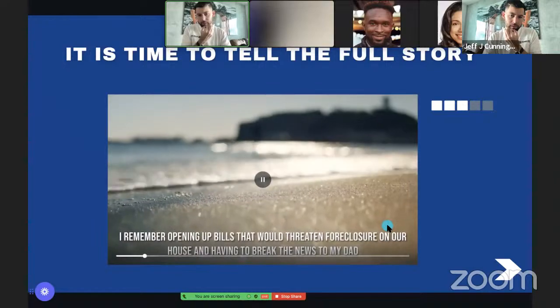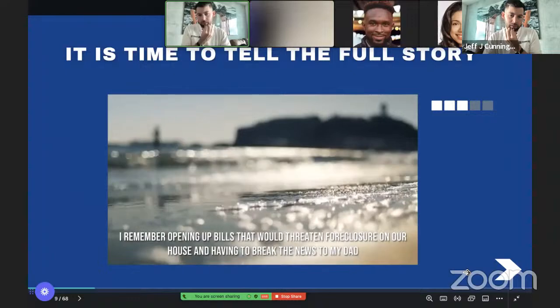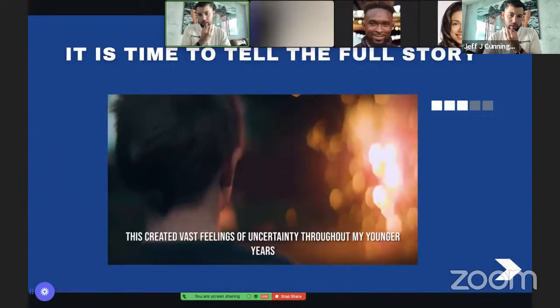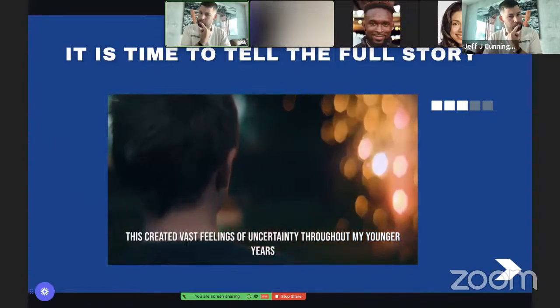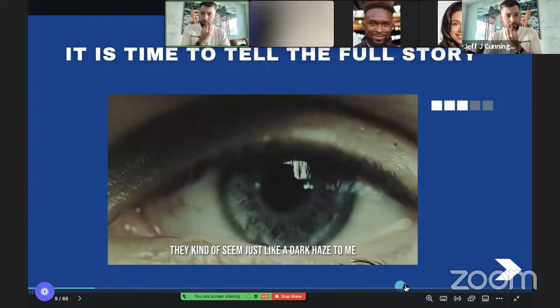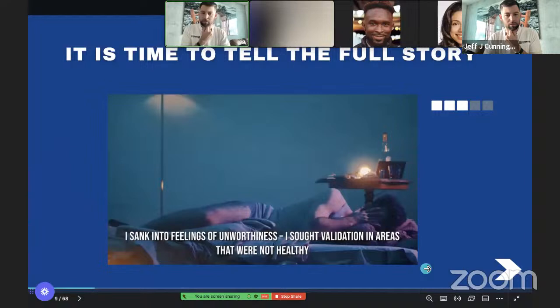I remember opening up bills that would threaten foreclosure on our house and having to break the news to my dad. This created vast feelings of uncertainty throughout my younger years. I don't even really remember them. They kind of just seemed like a dark haze to me. I sank into feelings of unworthiness.